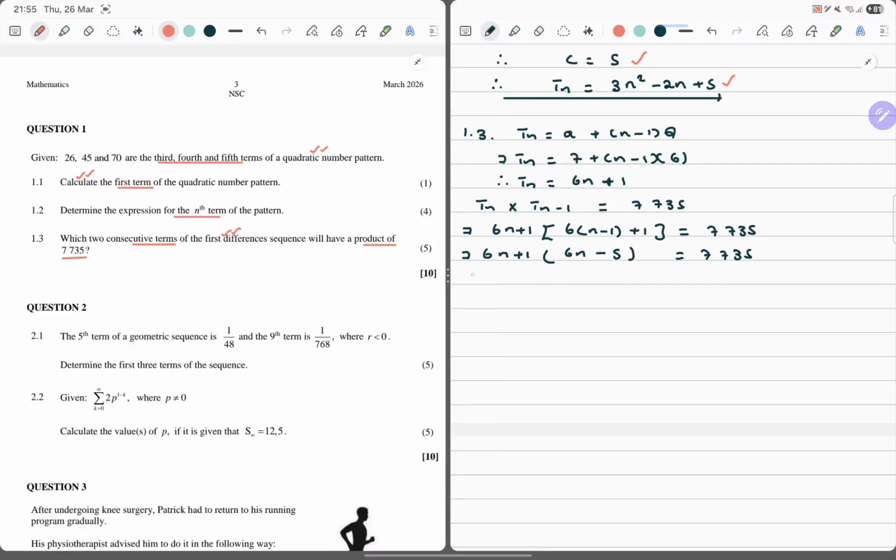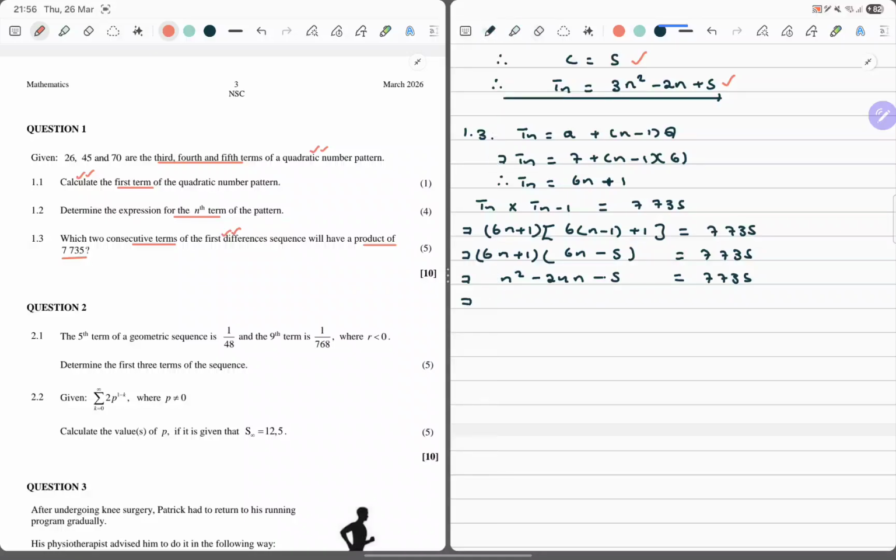Right, so we FOIL. So obviously this on its own, perhaps we should put it in brackets. Now when we FOIL, this is going to be 36n squared. Then this is minus 30 plus 6, which is minus 24n. And then this is minus 5, equal to 7735. All right, and then we move everything to one side.